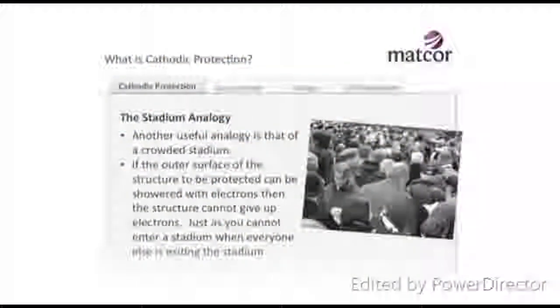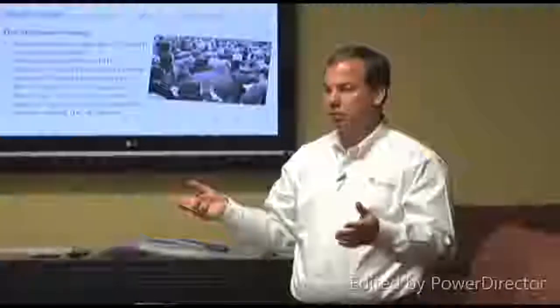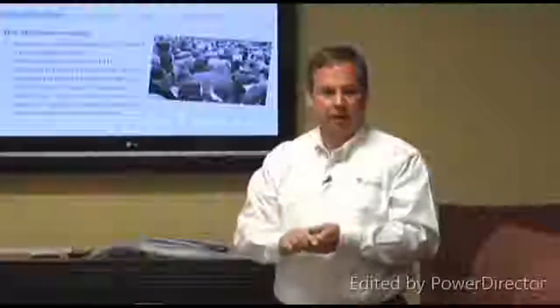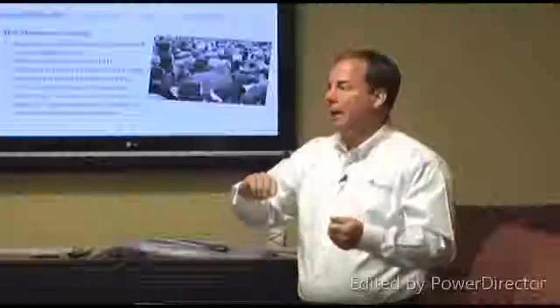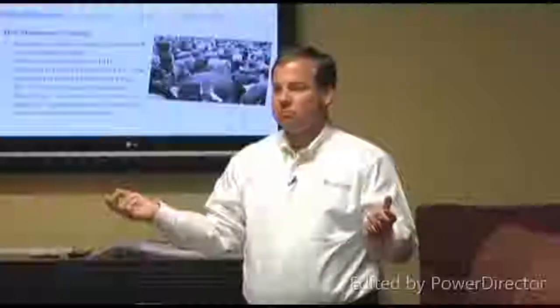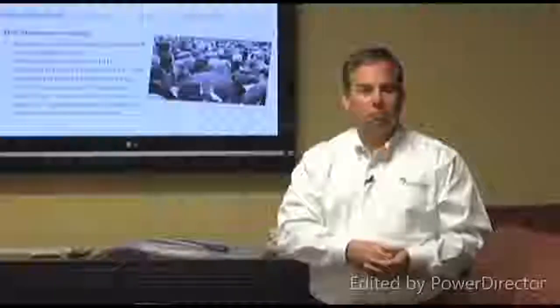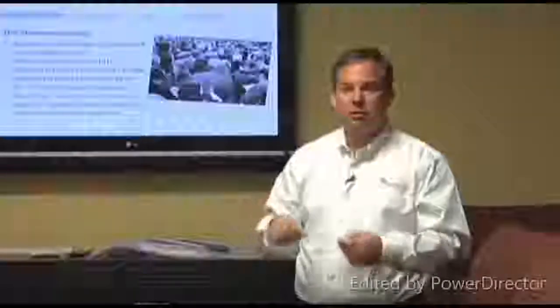Another analogy I like to use is the stadium analogy. And in the stadium analogy, again, we talked about electrons flowing onto the surface. Corrosion, the term oxidation reduction reaction, if you're a chemistry person, is basically, you talk about losing electrons. Losing negative charges, excuse me. So if you can bombard the surface with electrons, the structure can't give up electrons. Okay? Because that's what metals want to do. They want to give up electrons and react with the environment and create rust. Okay? So if you're bombarding the surface with electrons, you can't give up electrons.